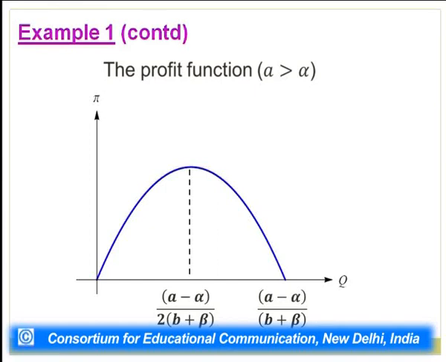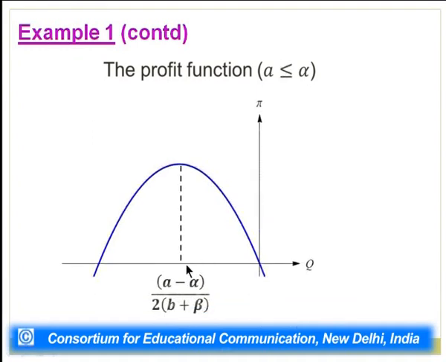So you can get a visual sense of things. The first case here that I'm showing is one where A is greater than alpha. Here the profit function looks something like the blue curve here. First of all, it has to pass through the origin, because if Q is 0, profits are 0. And because A is greater than alpha, the maxima occurs on the positive side of the quantity axis. So that's going to be somewhere here. So in this picture, it's this point here, which represents (A minus alpha) upon 2 times (B plus beta).